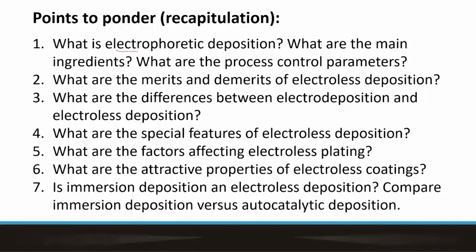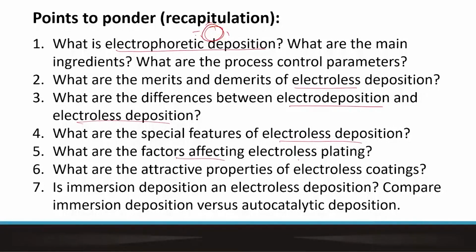So we need to ask ourselves, what is electrophoretic deposition? We have to remember that here we are talking about neutrals, particles which can acquire some charge on the surface, positive or negative. And then what is electroless deposition? How does it vary? Here we are talking about ions and not neutrals. What is the difference between electrodeposition and electroless deposition? Why do we call it electroless deposition? What are the special features of electroless deposition?